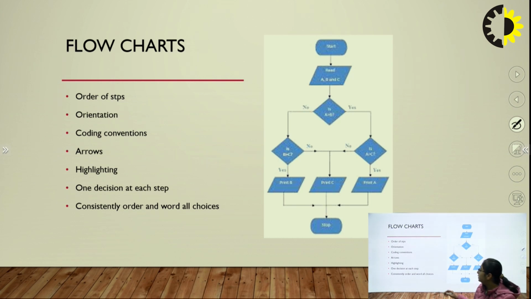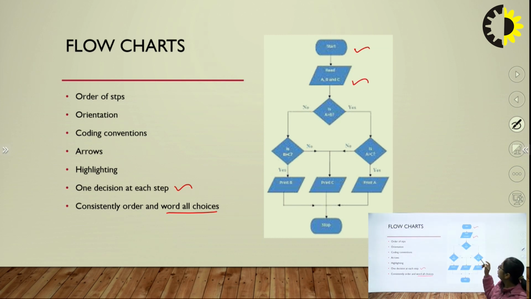This is a very important point here in the flow chart. In the flow chart you have to move one step ahead. You have to decide from which direction you have to move, and the consistency, order and the word all choices. So let's discuss. This is the start. From here you start and then read A, B, C.